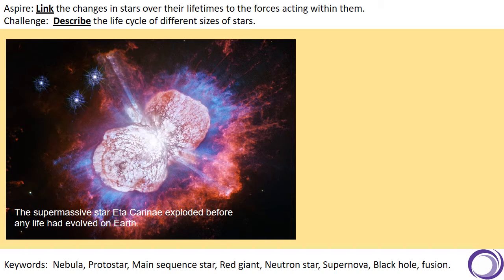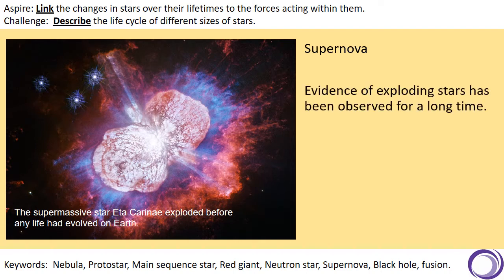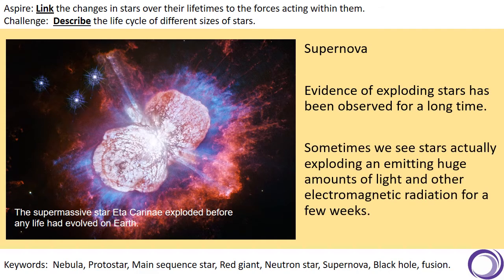Supermassive star Eta Carinae exploded way, way before life had evolved on Earth. And that gives us what's called a supernova, an exploding star. There's been evidence around for a long time. We see these things much easier through a telescope, but you can see them. But now we do occasionally stumble on a star actually collapsing and blasting into space as a supernova, and we can record it live, and you get this huge burst of electromagnetic radiation and light for a few weeks where it's incredibly bright. On average, in each galaxy, you might get one every 50 years.